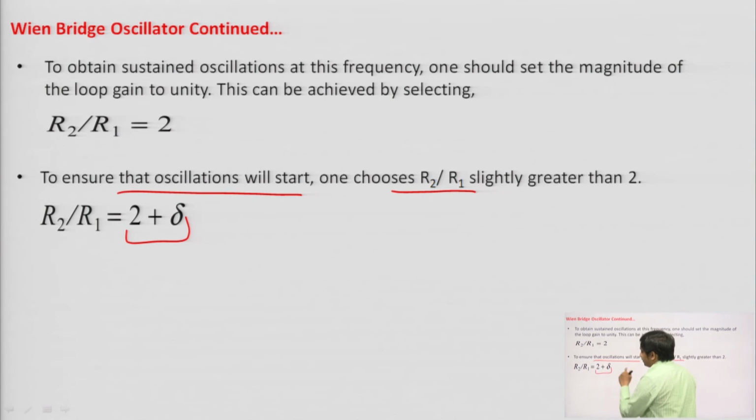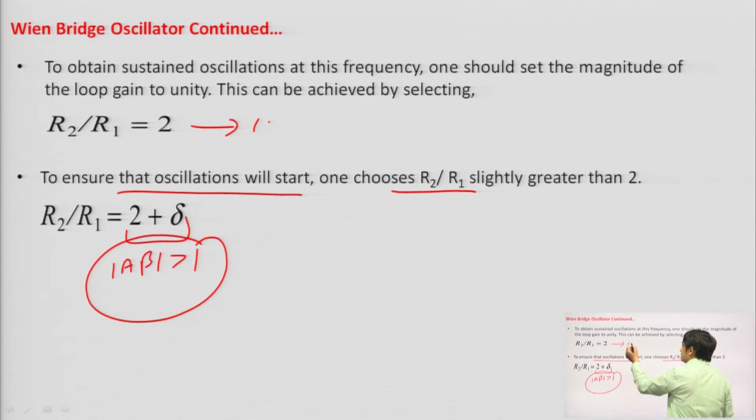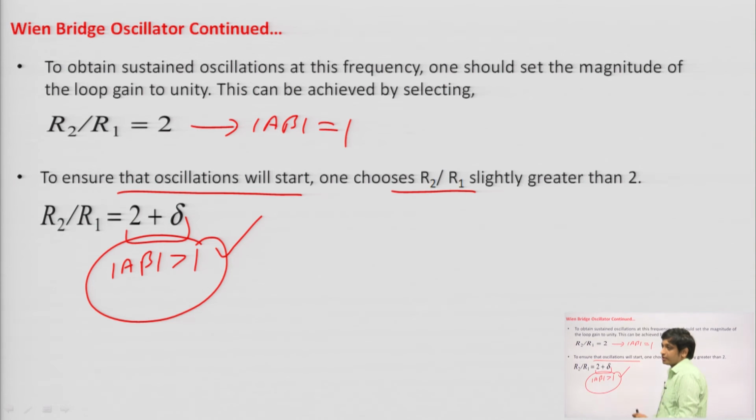If R2 by R1 is equal to 2 plus delta, it means that initially we are taking |Aβ| greater than 1. If we are taking R2 by R1 equal to 2, it means that we are taking |Aβ| equal to 1. So, initially we will take |Aβ| greater than 1. If we are selecting R1 equal to 5 kilo ohm, then R2 should be slightly greater than 10 kilo ohm. Although for |Aβ| equal to 1, R2 should be 10 kilo ohm, it should be slightly greater than 10 kilo ohm in practical work, right.